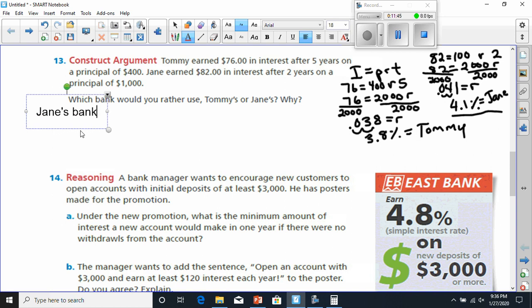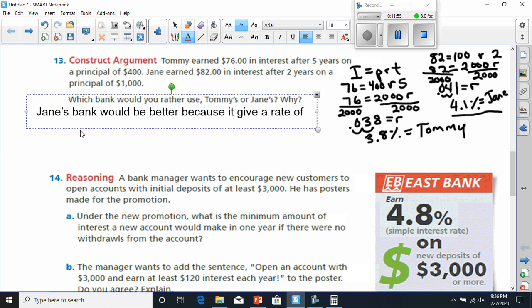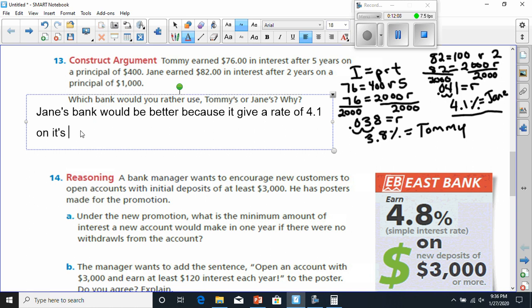Bank would be better because it gives a rate of 4.1 on its, was it a savings account? Well, it says it's an account on its, let's just put on its accounts for its members. And that would be it.